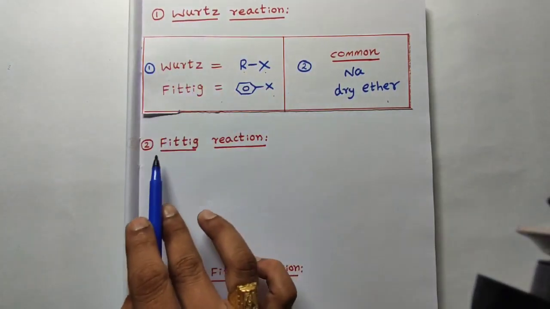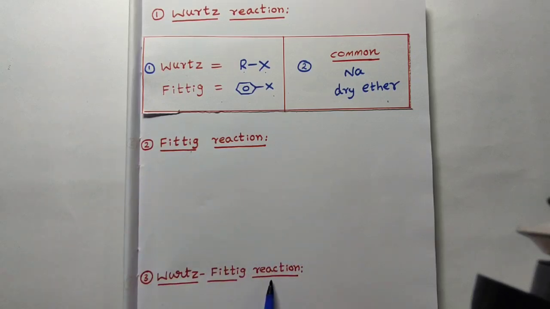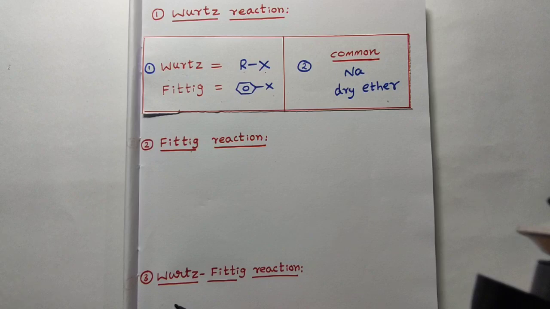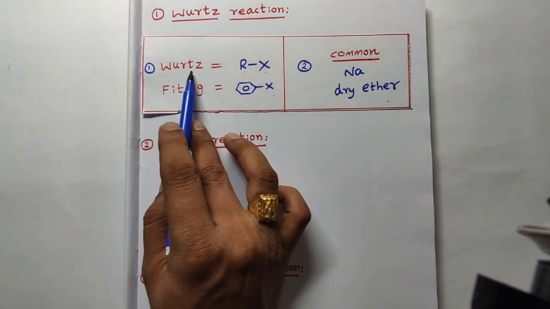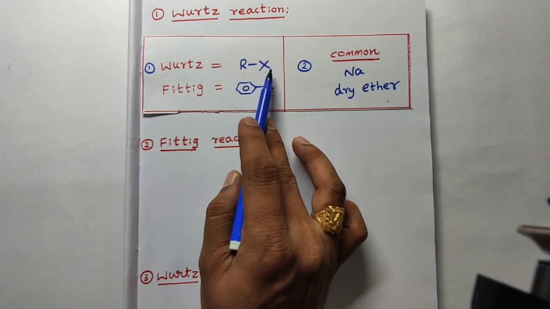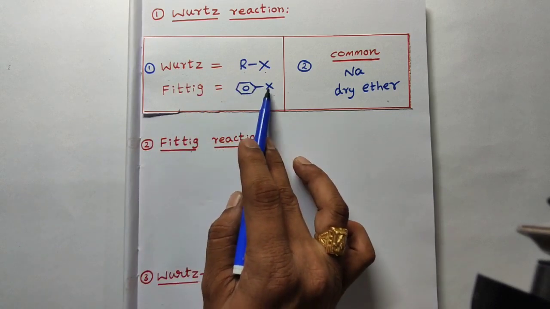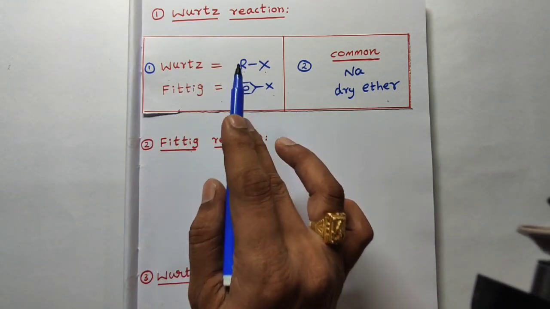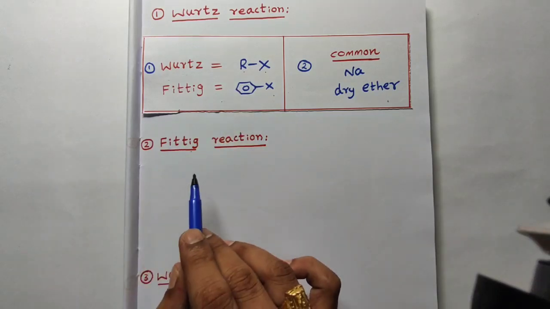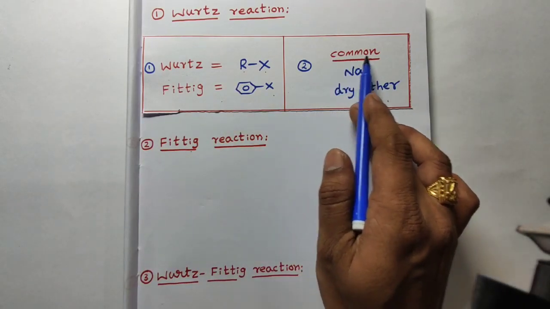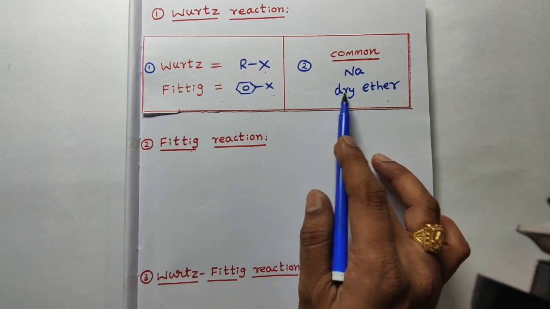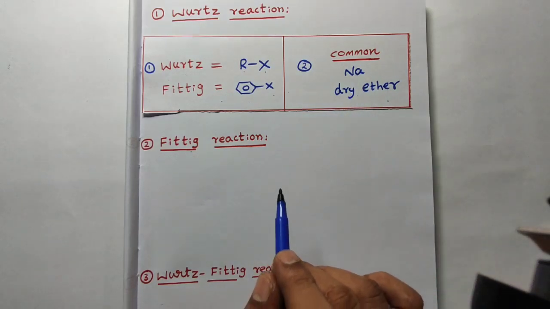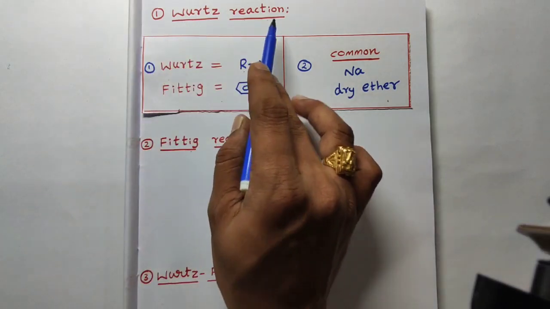First, Wurtz reaction, Fittig reaction, Wurtz-Fittig reaction. Here we have to compare and learn these three reactions. Remember, in Wurtz reaction, alkyl halide is the reactant. In Fittig reaction, aryl halide is the reactant. In Wurtz-Fittig reaction, one alkyl halide and one aryl halide are the reactants. What is common in all three named reactions? Sodium and dry ether are common. First, let us start with Wurtz reaction.